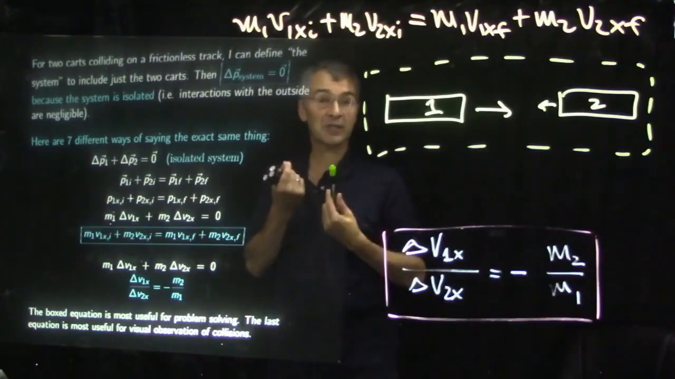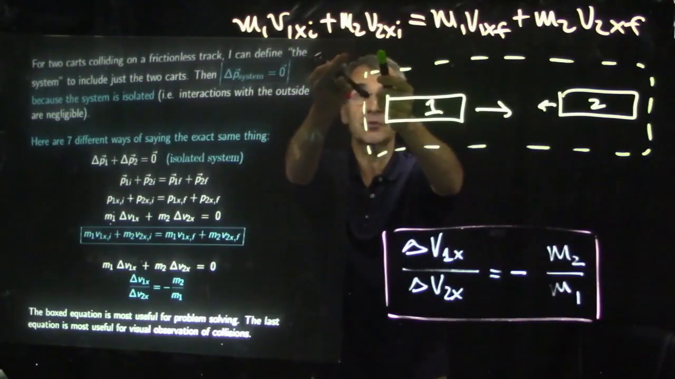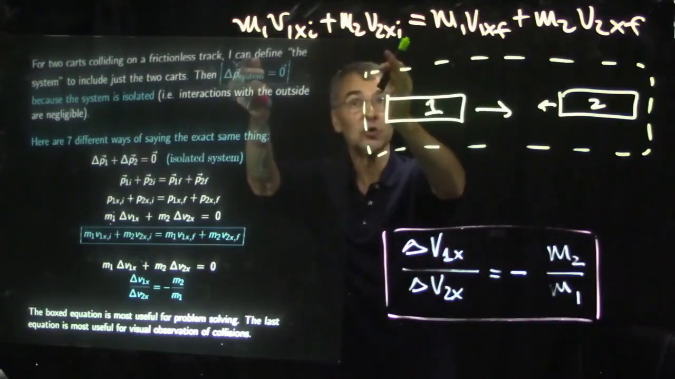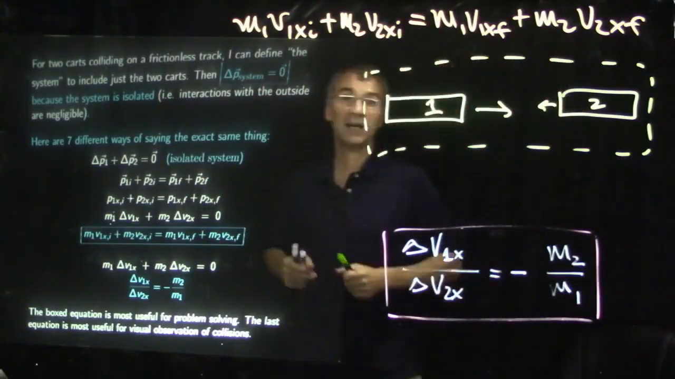Again, we like to imbue equations with meaning. We don't just like to write down equations. What does this mean? Momentum 1 initial plus momentum 2 initial equals momentum 1 final plus momentum 2 final. What does that really mean? Total momentum of the system before they collide equals the total momentum of the system after they collide.